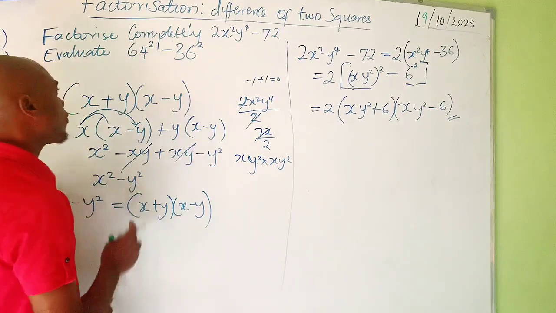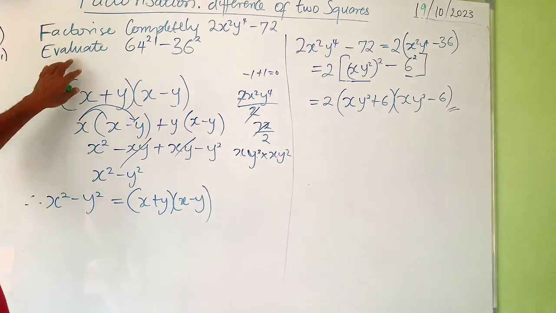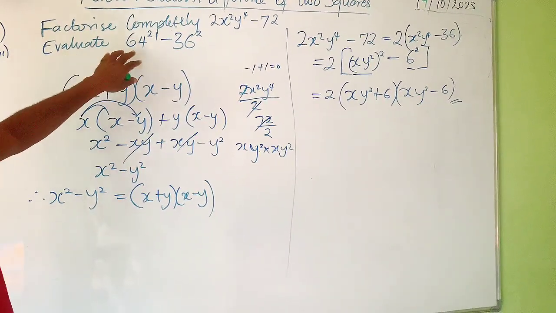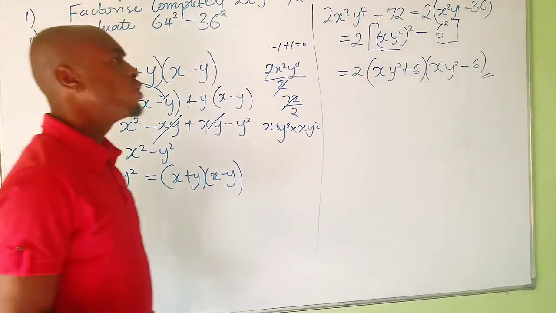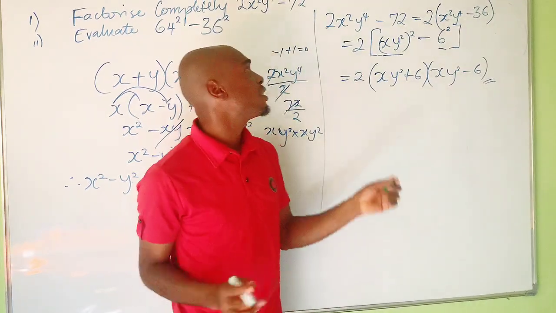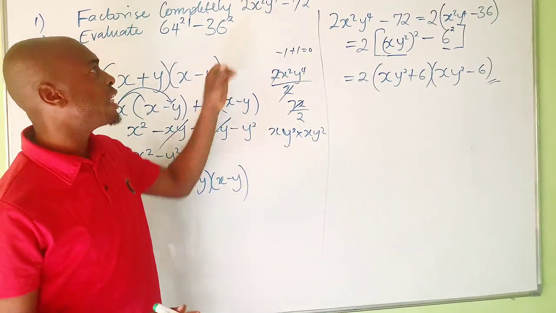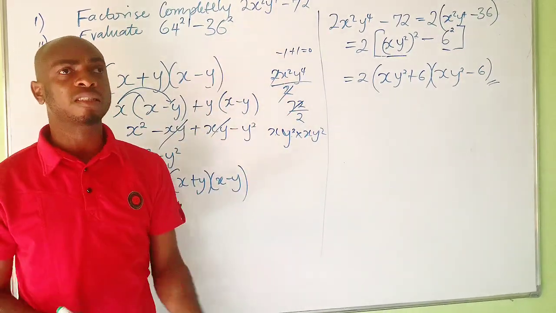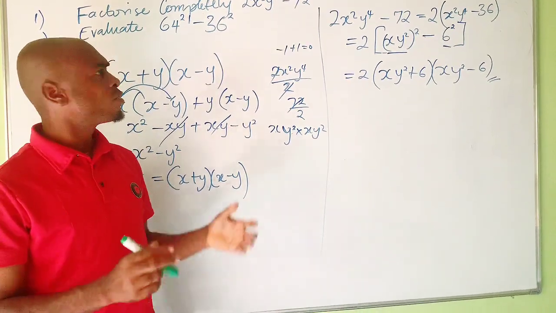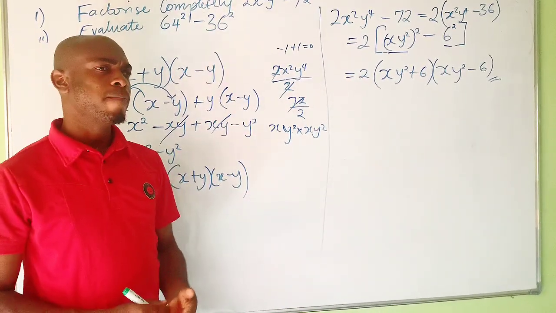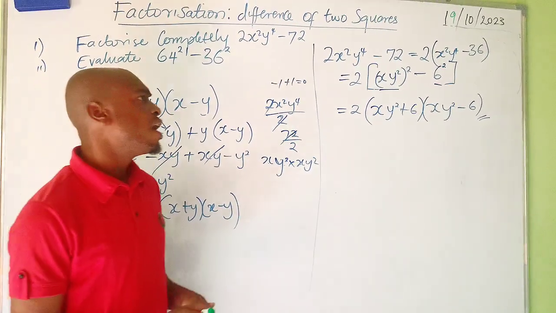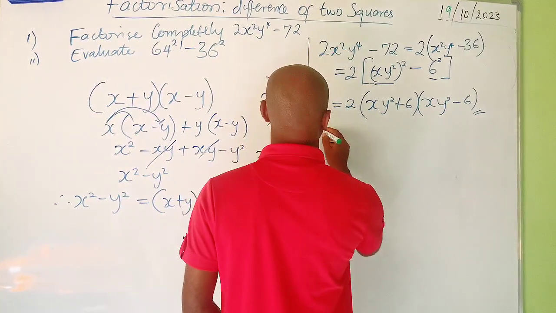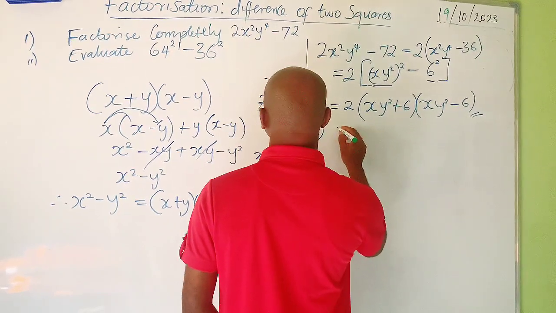Now we are going to solve question number 2. This is application. Now 64 square minus 36 square, we're supposed to do 64 times 64, multiply it out, and then do 36 times 36 and subtract. But I think it's going to be a very long process for us to do. We can do it in just simple steps. How do we do it? We use difference of 2 square to do it.